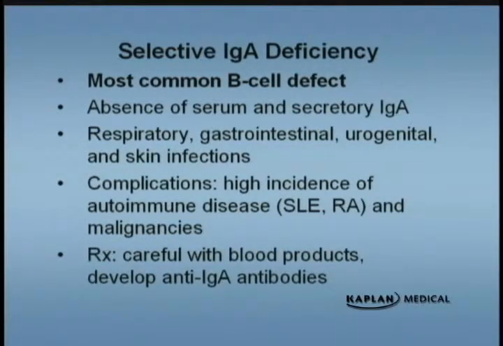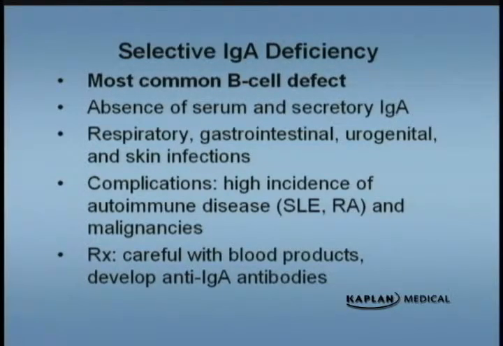The IgA deficiency, that is the most common of the B-cell defects. IgA deficiency results in an absence of any of the serum or secretory IgA, and these patients are at high risk for respiratory infections. They get chronic upper respiratory infections, chronic sinusitis. They can also have gastrointestinal infections. They can also have urinary tract infections. Complications include a high incidence of autoimmune diseases like lupus and juvenile rheumatoid arthritis, and also they're at higher risk for malignancies.